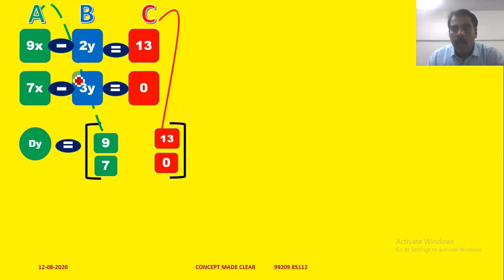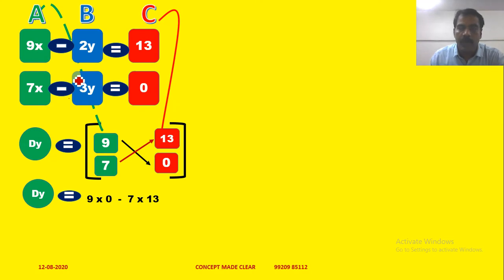That is the product of the primary diagonal minus the product of the secondary diagonal. So 9 multiplied by 0 is the primary diagonal, and the product of the secondary is 13 multiplied by 7. So dy equals 9 multiplied by 0 minus 7 multiplied by 13, that will give us minus 91. So the value of dy is minus 91.